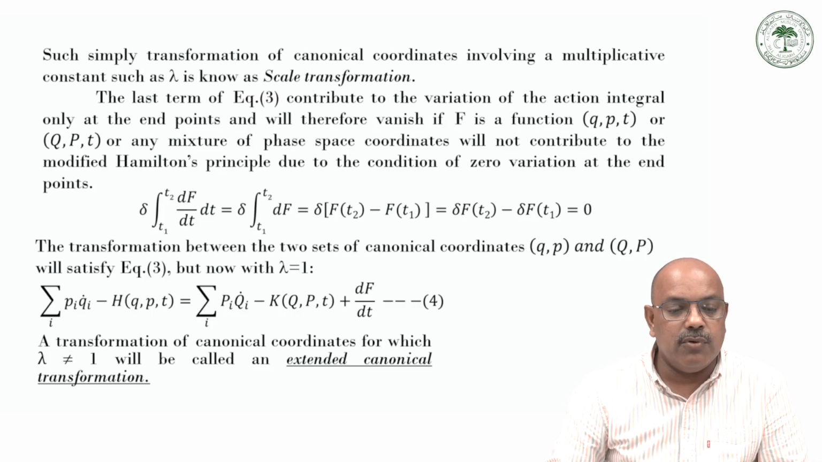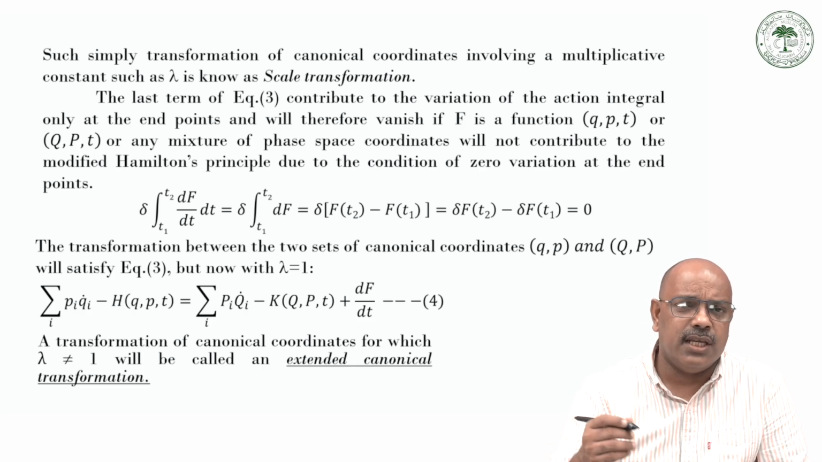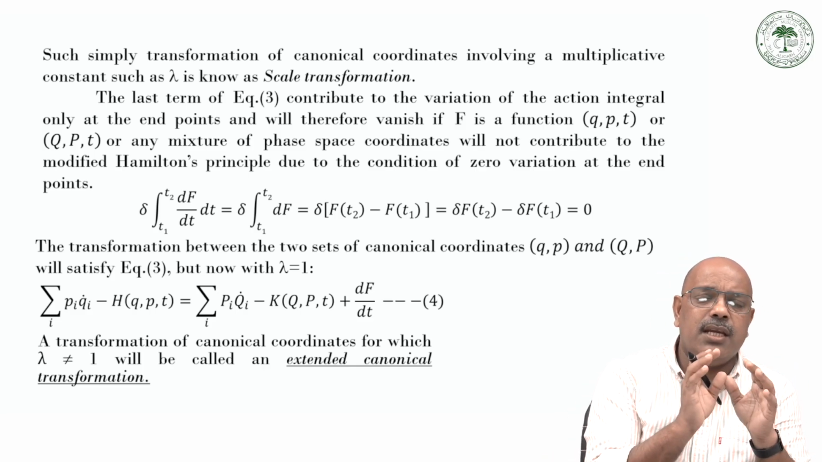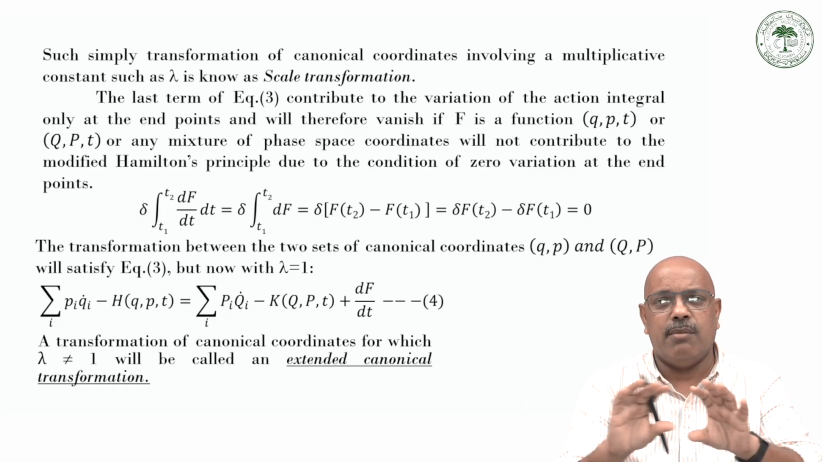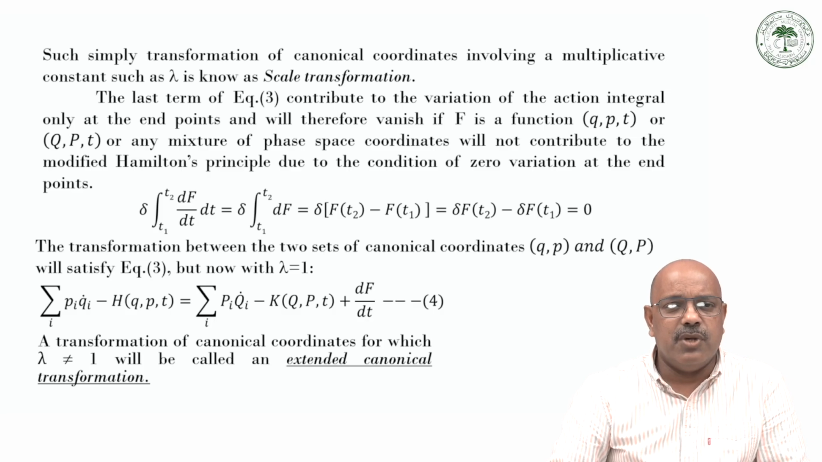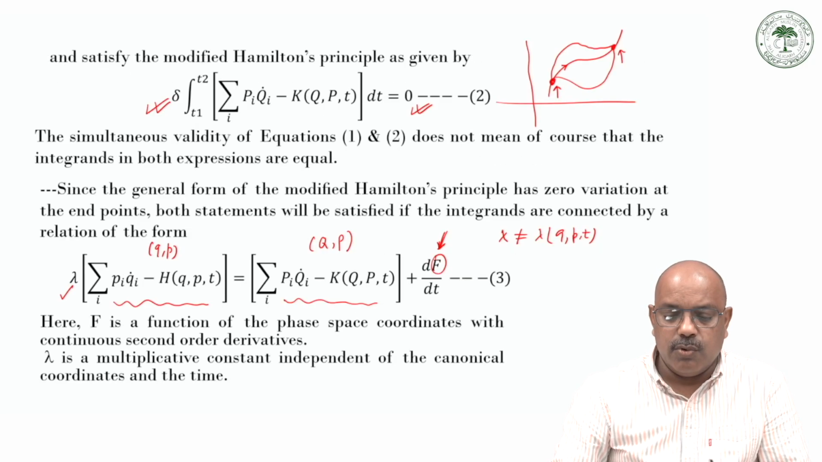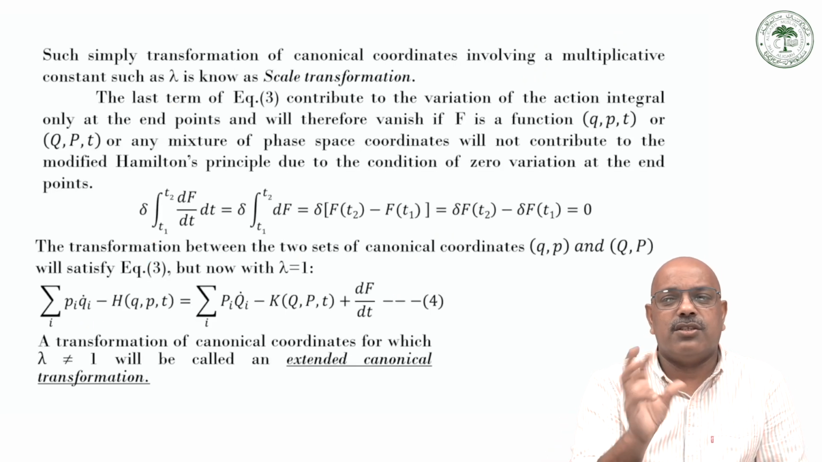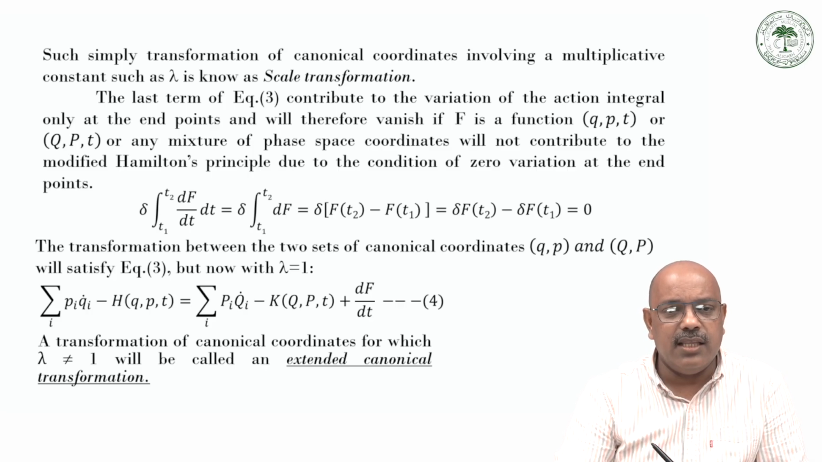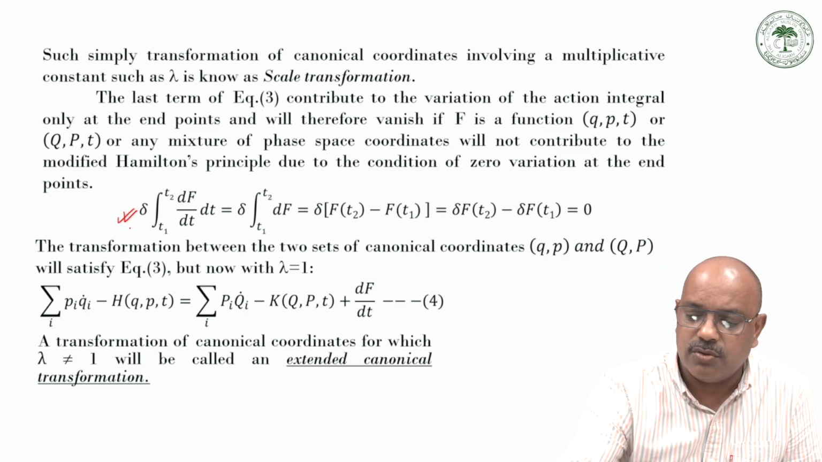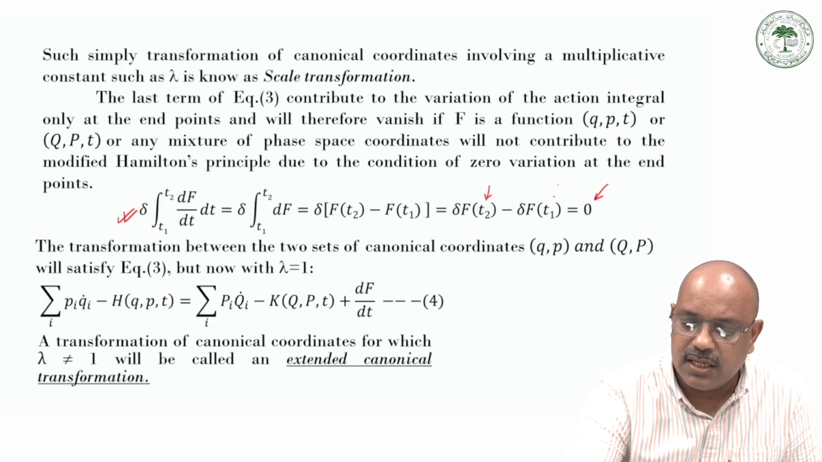So if you do such a simple transformation involving a multiplicative constant, this type of transformation is known as the scale transformation, because you are multiplying by a certain constant, a certain scale, to make them equal. But the last term in this equation, that is delta f by delta t, contributes to the variation of the action integral, but only at the end point. So for that we demand that the variation has to be zero at the end points t1 and t2.